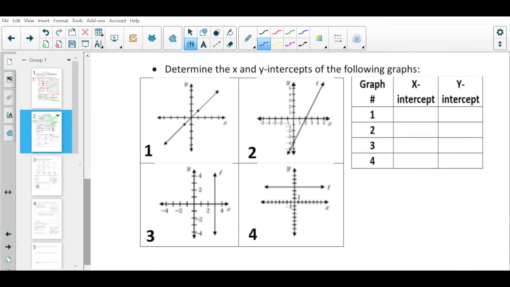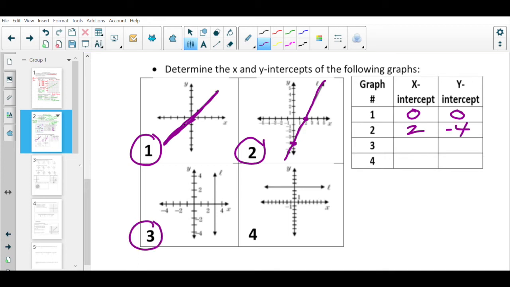X and Y intercepts, looking at graphs. Graph number 1. What is the x-intercept? The x-intercept here, you can see the line passes through the origin. So the x-intercept is 0. And it passes through the origin, so the y-intercept is also 0. Graph number 2. There it is. The x-intercept, you can see it crosses through the point 2. Y-intercept, it crosses through negative 4.